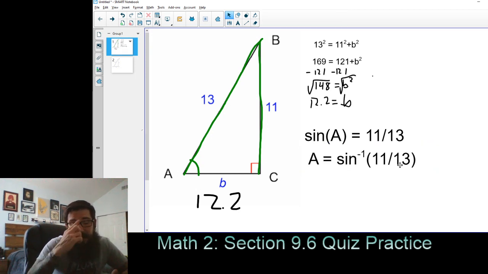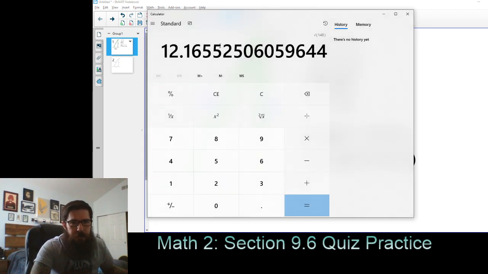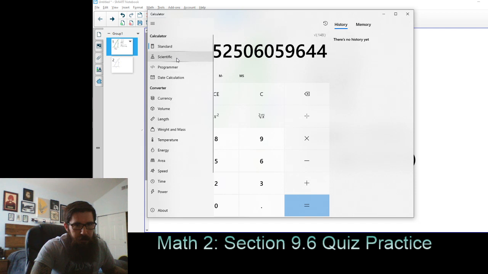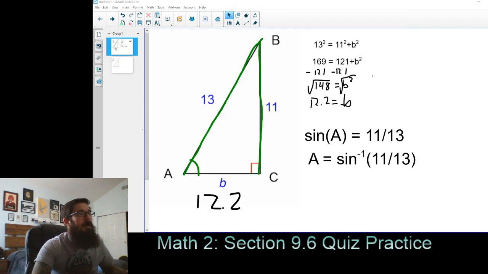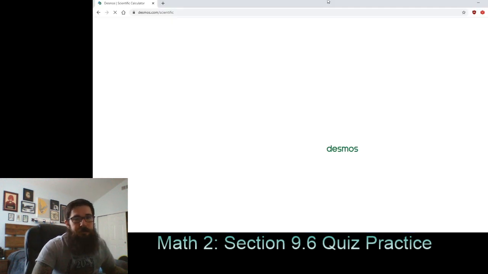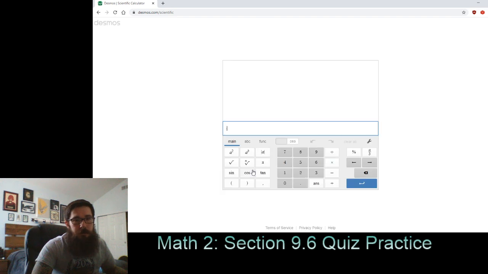This is now something I need to type into the calculator. Is this one going to do it for me? I don't know. Let's see. Is that going to do it? Function? Come on. I'm not going to be able to do it with this calculator. Go get a different one. Hold, please. All right, there we go.